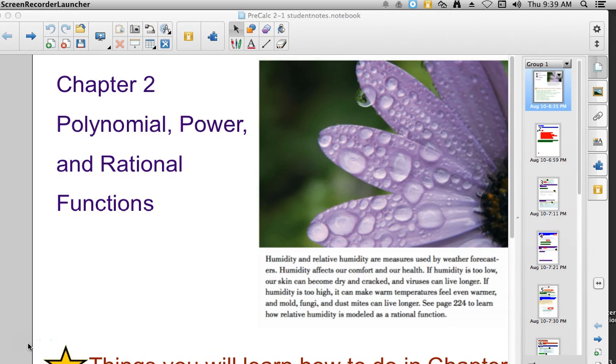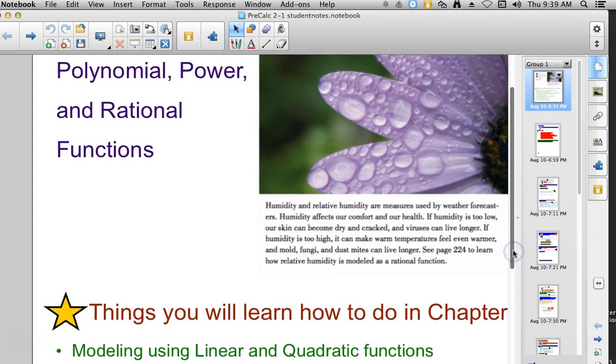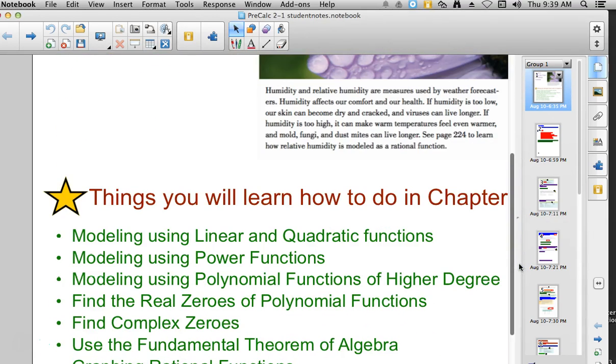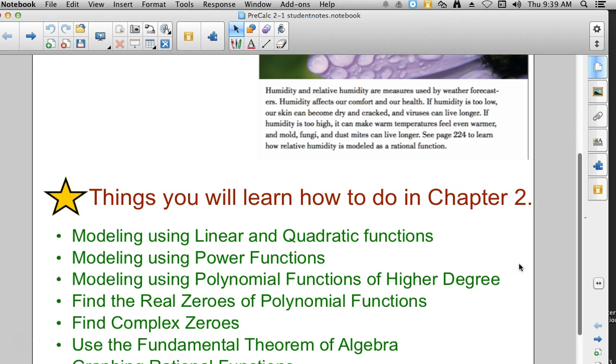And it says later on in the chapter we're going to talk about how relative humidity is modeled with a rational function. So rational functions, hyperbolic in most cases. We're going to be talking a lot about hyperbolas in this chapter, but we're also going to talk about lines and quadratics with our parabolas and all that good stuff.